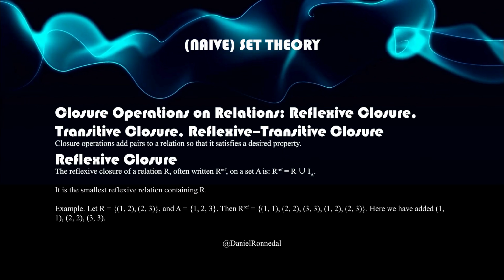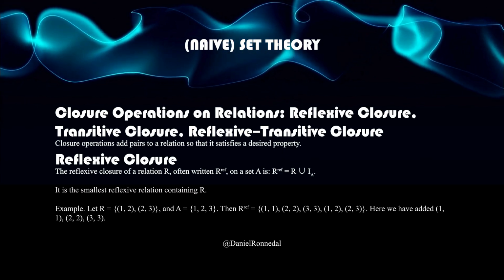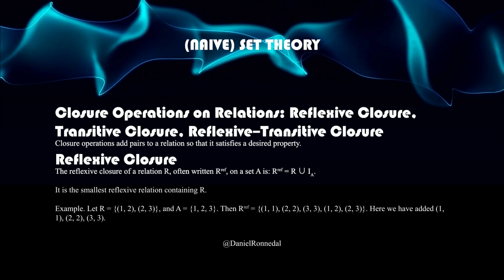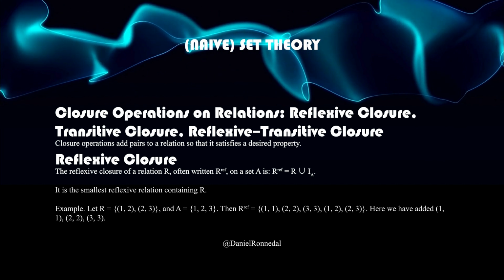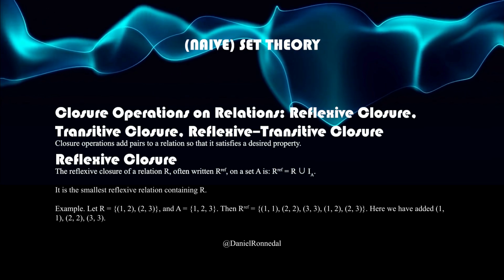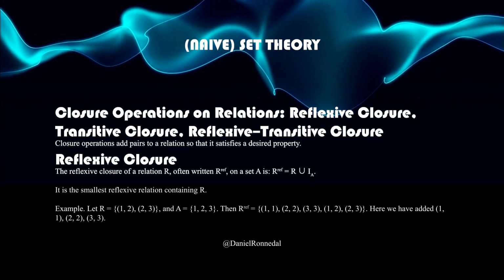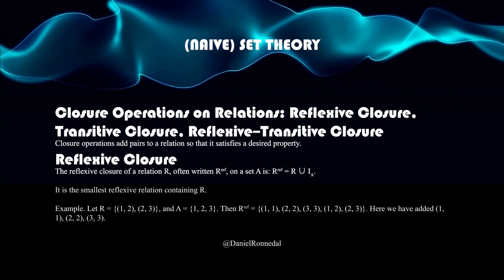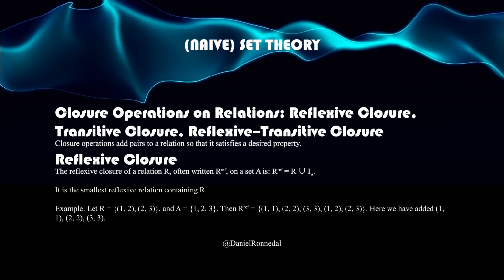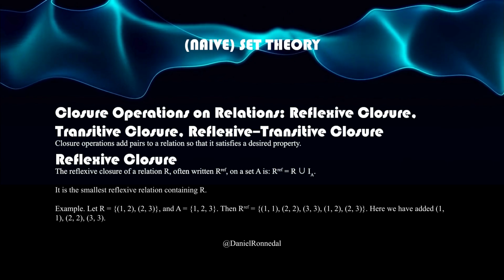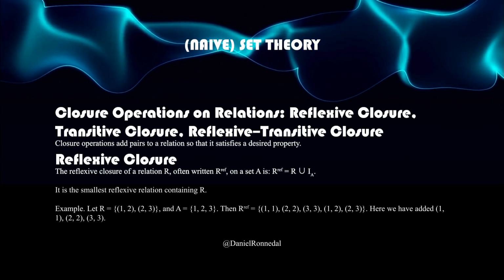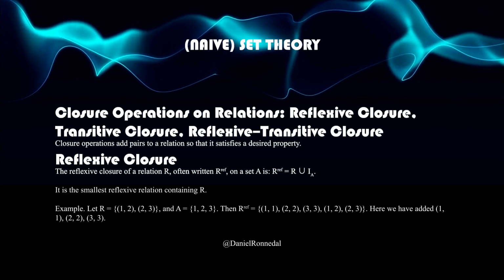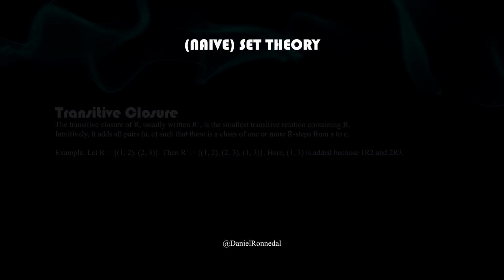Example: let R be the set whose only elements are the ordered pairs (1, 2) and (2, 3), and let A be the set whose only elements are 1, 2, and 3. Then the reflexive closure of R is the set whose only elements are the ordered pairs (1, 1), (2, 2), (3, 3), (1, 2), and (2, 3). Here we have added the ordered pairs (1, 1), (2, 2), and (3, 3).